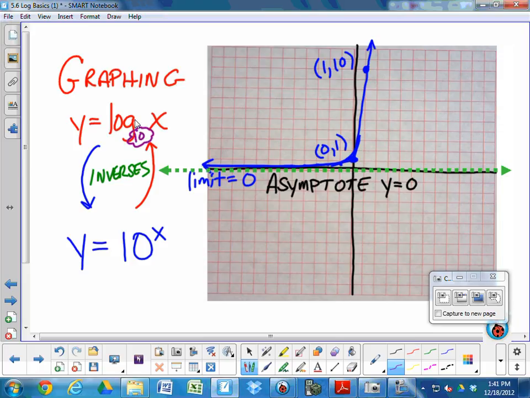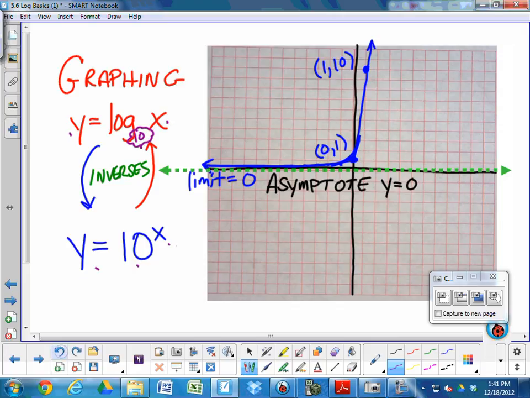So if you think about the definition of a log, it was 10 to the y equals x. Well, what does this say? 10 to the x equals y. You see how the x and y switched places? Listen again. 10 to the y equals x versus 10 to the x equals y. The x and y switched places, making them inverses of each other. Okay?